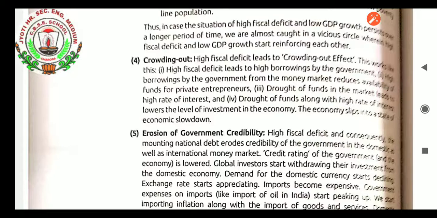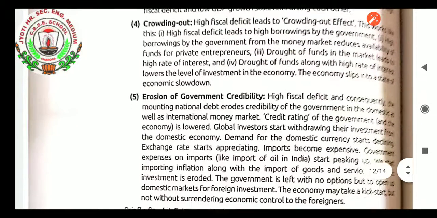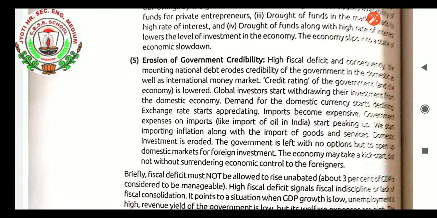Drought of funds in the market leads to a high rate of interest, and drought of funds along with a high rate of interest lowers the level of investment in the country. The economy slips into a state of economic slowdown. Erosion of government credibility: high fiscal deficit and consequently the mounting national debt erodes the credibility of the government in the domestic as well as international money market. Credit rating of the government and the economy is lowered.